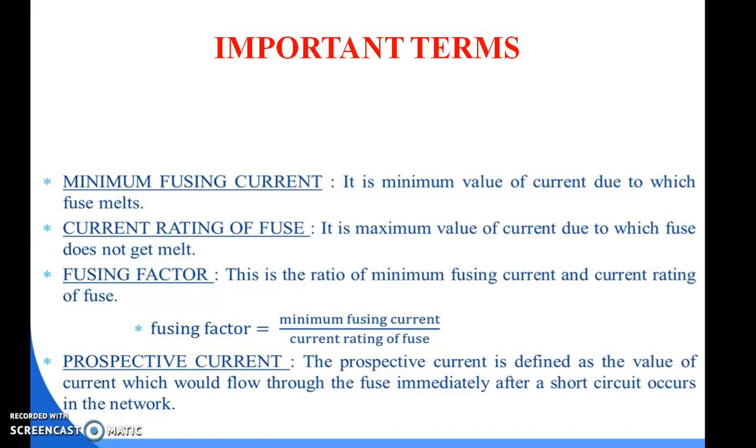Prospective current. What is this prospective current? The prospective current is defined as the value of current which would flow through the fuse immediately after a short circuit occurs in the network. This is the important prospective current.